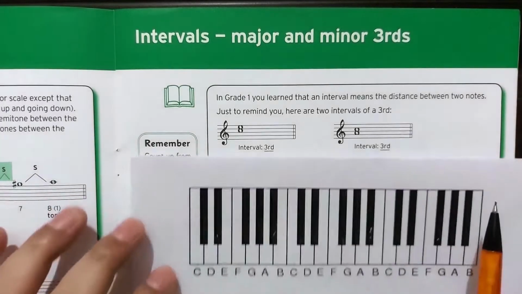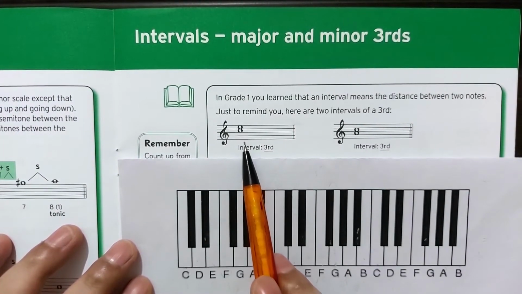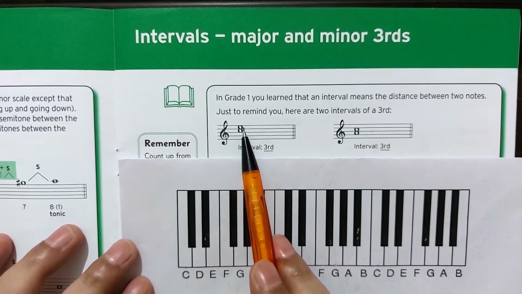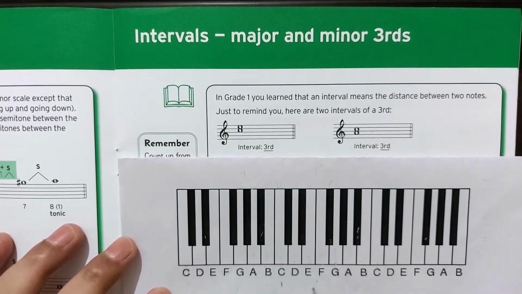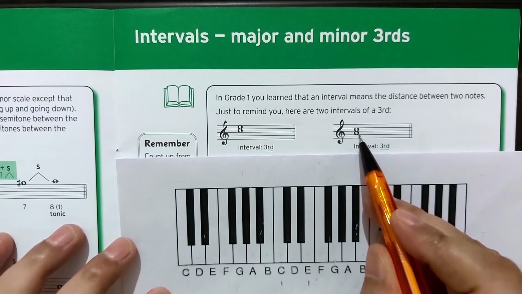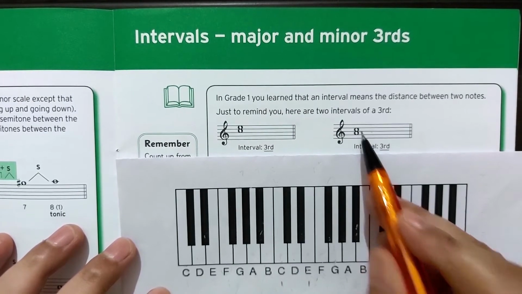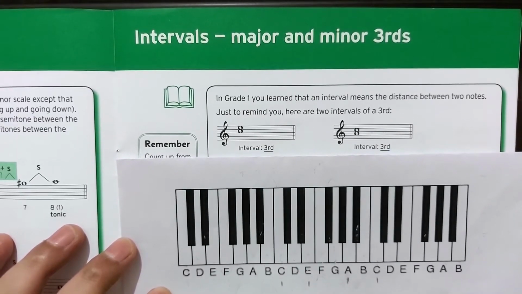Now I hope you can see these two notes. This is treble clef, and the notes we have are C and E, right? So we have two notes, one is C and E, and over here we have A and C, right?